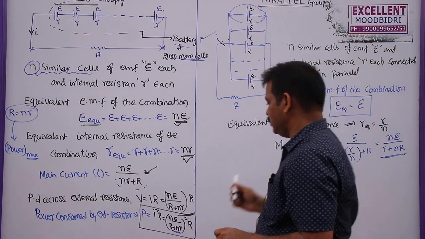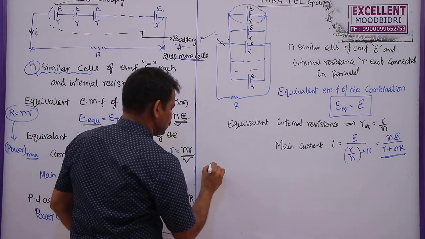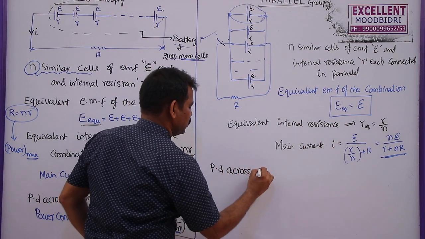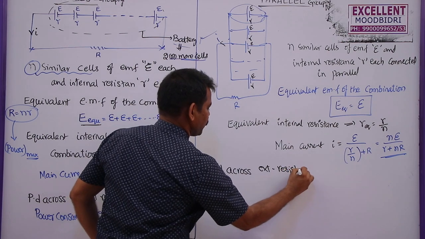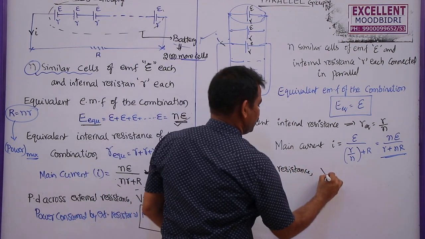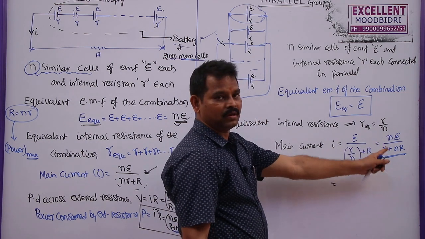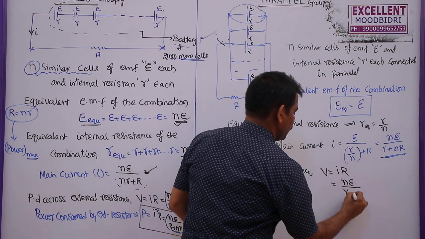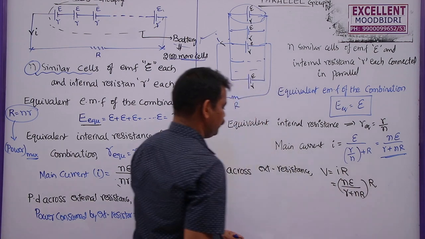Now after finding the main current, what is the PD across the external resistance? It is given by V is equal to I into capital R. We know the main current that is coming from the cells. This is nE by (R plus nr), into capital R.